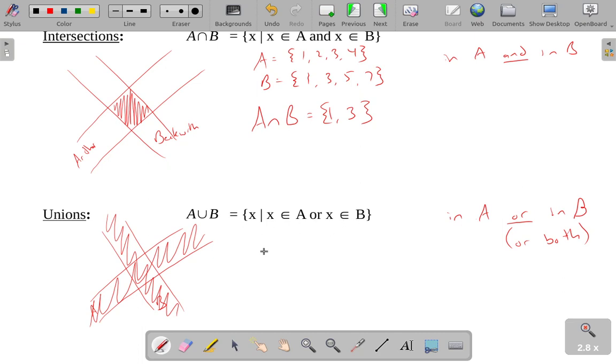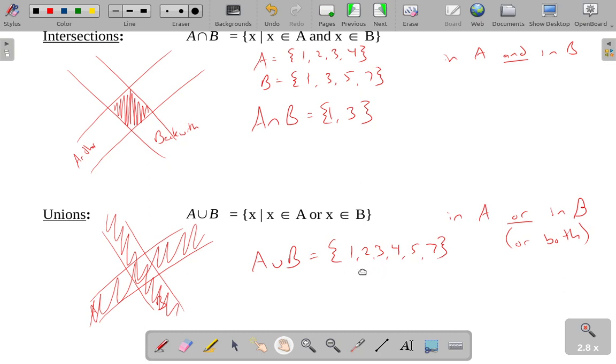So in any case, let's do the A and the B that I defined up there, A union B. If we have 1, 2, 3, 4, and 1, 3, 5, 7, then A union B would be everything that's in either of them. So 1, 2, 3, 4, 5, 7. That would be A union B.